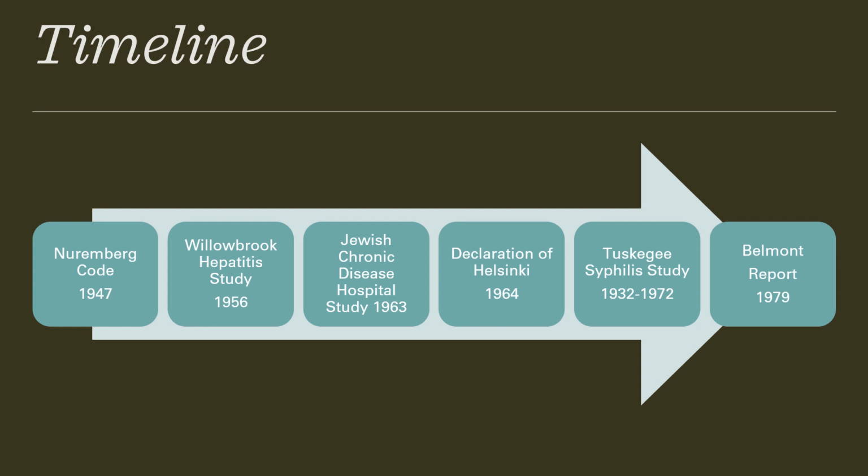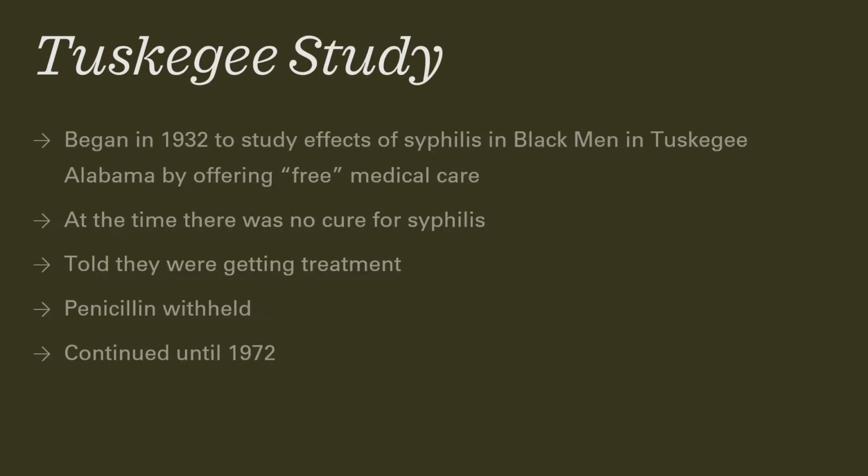Next on the timeline is the Tuskegee syphilis study, and although that technically began before the time of the Nuremberg Code in 1932, it did go until 1972. In 1932, in Tuskegee, Alabama, an experiment began to observe what would occur in patients with untreated syphilis. This experiment was exclusively done on Black men.